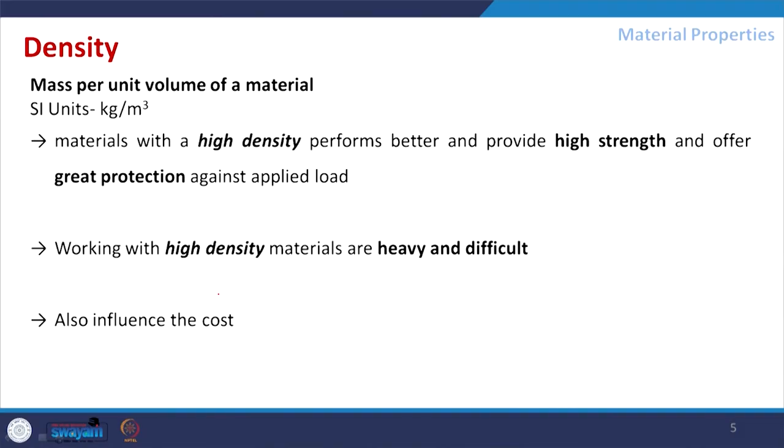The next one is material density. This is determined by mass divided by volume, and in SI units it is kg per cubic meter. Normally a material with high density has high mass. If I compare the same volume of wood and thermocol, and also the same volume of steel, you can easily compare the resistance each can offer. In general, the higher the density, the higher the performance and strength, and again it will give greater protection.